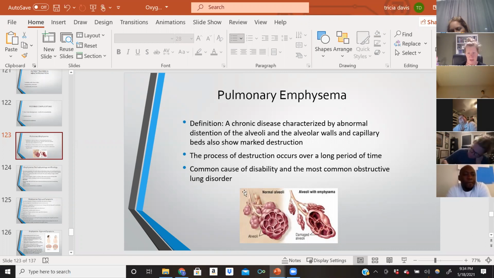So if you look at the picture here, this is your normal alveoli. The alveoli with emphysema are extremely damaged. They don't look anything the same. They're all deflated. You're definitely not getting good oxygenation in there.